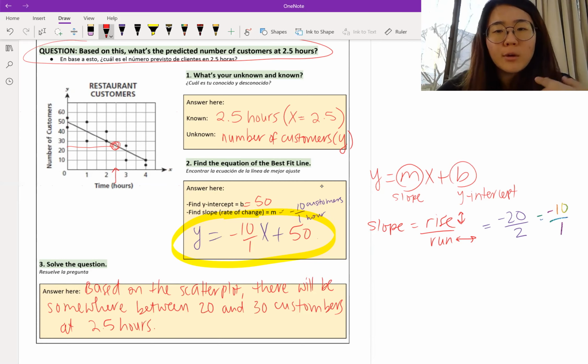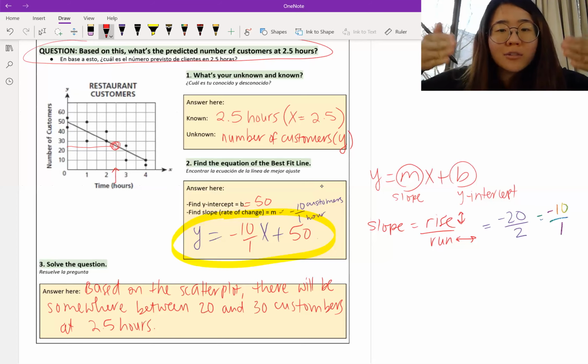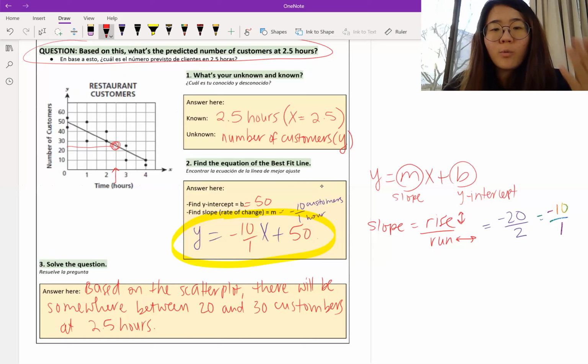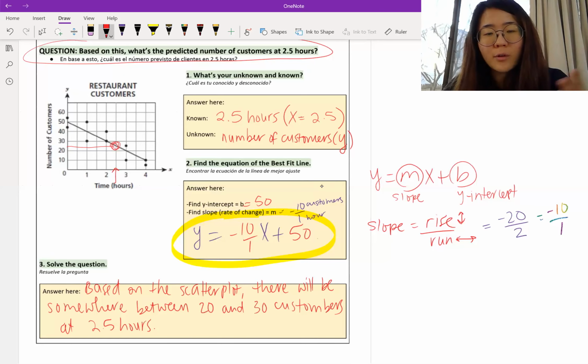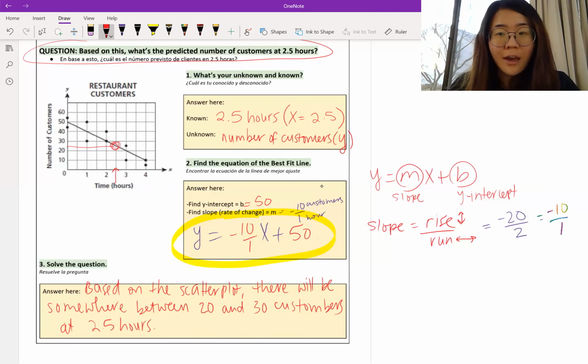What do we know and what don't we know? We know that our x is 2.5, because that's how many hours we're thinking about. And our unknown is our y. We don't know what our y is, right? So using this information, we plug it into the equation that we made in number 2. y equals negative 10 over 1 x plus 50. We can use that to calculate how many customers there'll be at 2.5 hours.